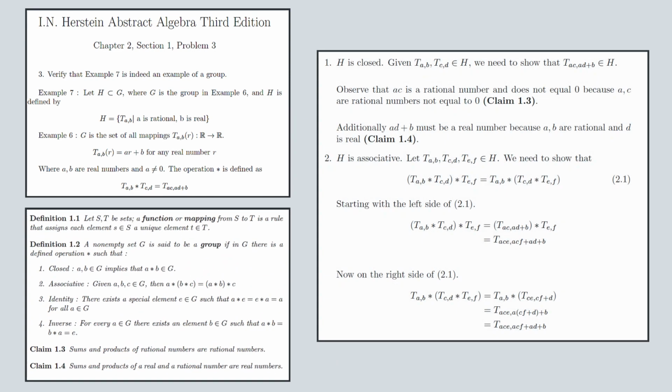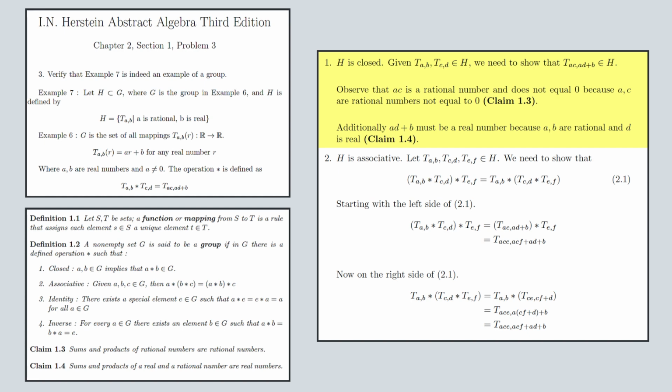Looking at our solution here, we just need to check that the 4 axioms to be a group hold for our subgroup H. Number 1, H is closed. This is where we take any 2 members of the subgroup H, combine them with the star that it inherits from the group G, and show that the new element is still an element of H. So here, our operation star gives us T sub ac comma ad plus b. What is the condition to be a member of H? The first subscript needs to be rational, and the second subscript needs to be real.